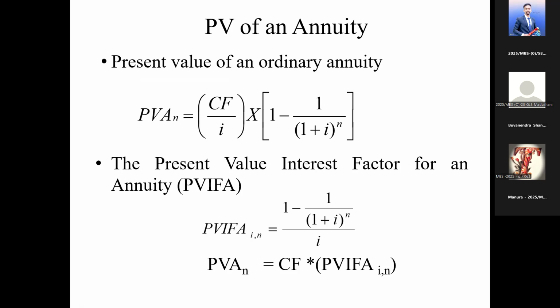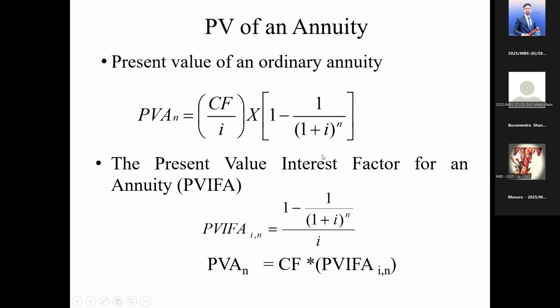I put the table, also I sent it, you can check the values there. The formula is this in case of ordinary annuity, if the cash flow occurs at the end: cash flow divided by I multiplied by 1 minus 1 over (1 plus I) to the power n.